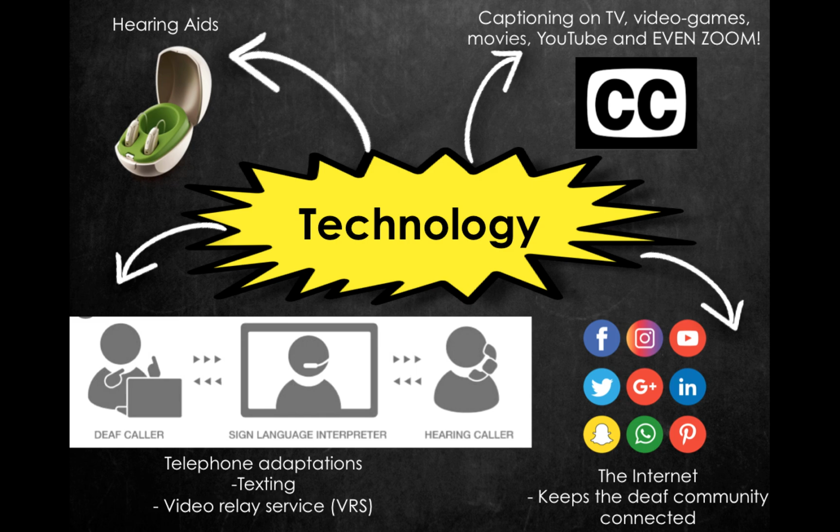And lastly, telephone adaptations. So texting, of course, that's the number one thing you think of because it's written. But I also saw this one, which is VRS. It is Video Relay Service. And I thought that this was super interesting. So a deaf caller would communicate in sign language to this individual who is on a screen, and that person will call the second party that the deaf caller would like to speak to, and the sign language interpreter will speak to the hearing caller and communicate what they want to say, and back and forth.